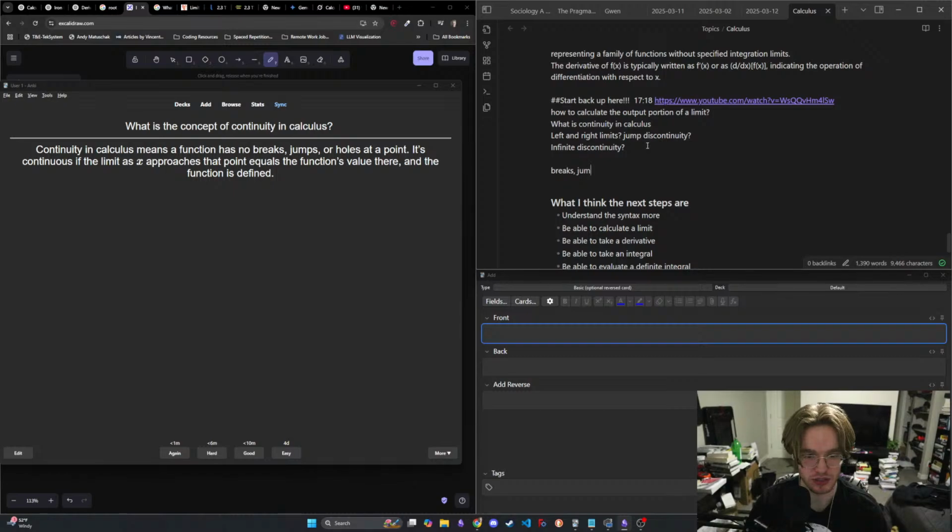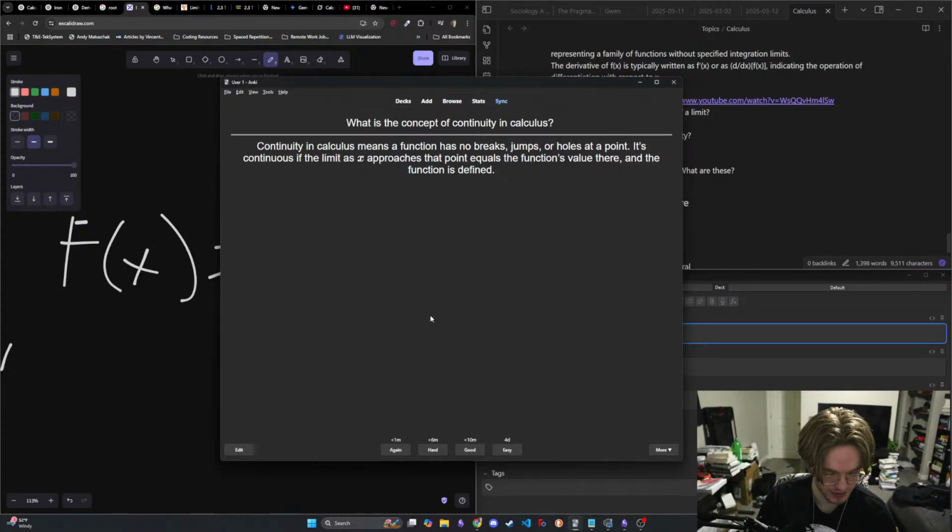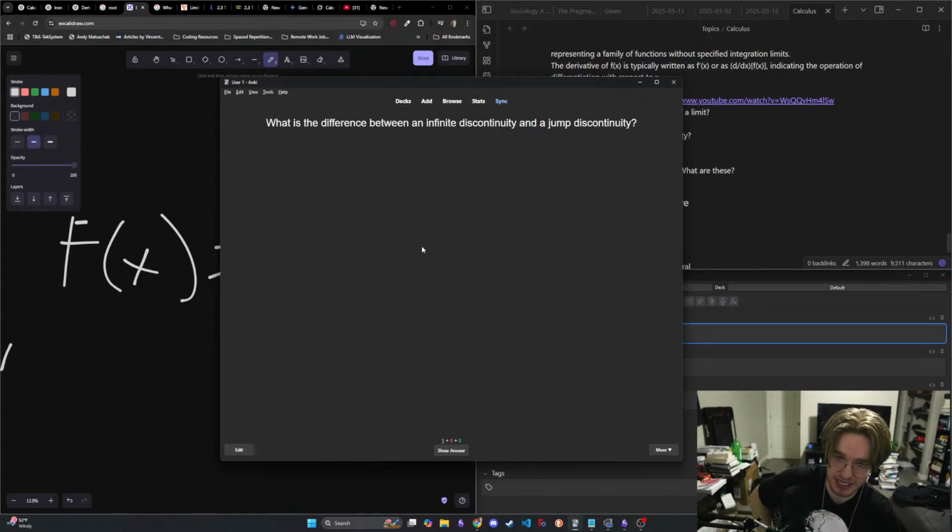Breaks, jumps, or holes in a function. What are these? Okay, what's the difference between infinite discontinuity and jump discontinuity? Okay, so it looks like I did make some... I do remember this question.